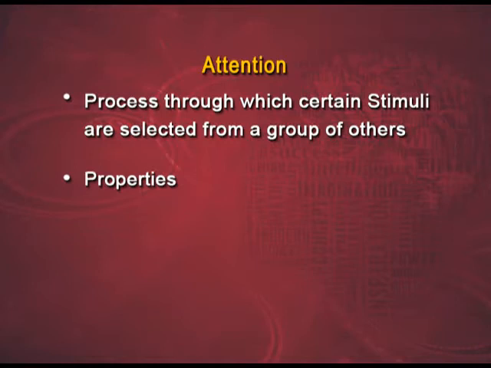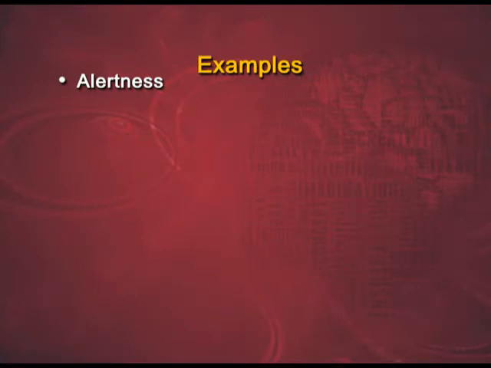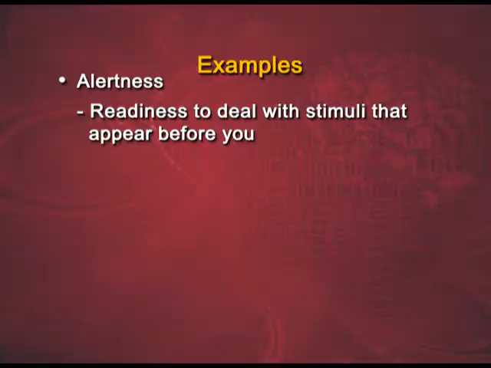There are certain properties of attention. They are selection, alertness, concentration, and search. Let's see what these are. Selection: to select a particular stimulus amongst many others, there are certain properties that we follow in the process of attention. Alertness is the readiness to deal with the stimuli that appear before you. If you have an exam and you are already told about it, then you will be very alert in writing the exam rather than paying attention to the sounds and noises coming from other classrooms in your school. On the contrary, if you are waiting for your best friend to come to your home, you will be very alert and ready to listen to the sound of his cycle bell. Or if you are waiting for your father to come, his scooter horn or car horn is something that you will readily be able to attend to because you are paying attention to it in terms of alertness.